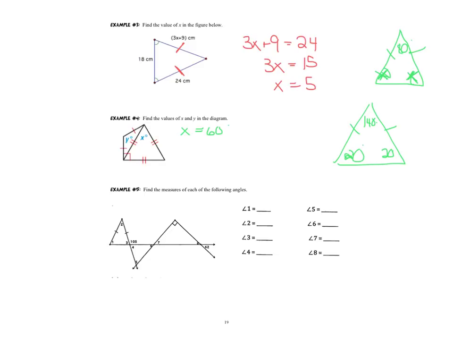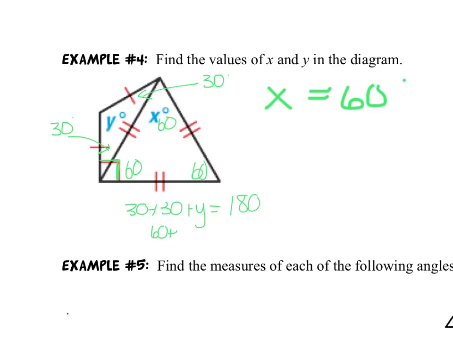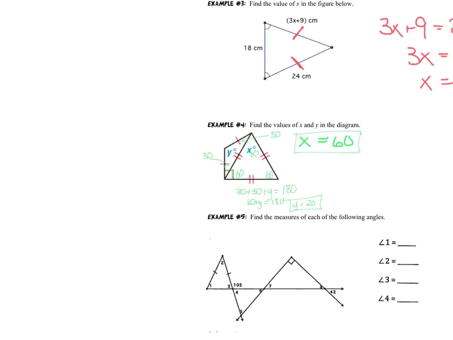Going back to example 4 here. Well, if this is an equilateral triangle, then all of these angles are 60, right? All three angles are 60. This angle here is marked as a 90-degree angle, so I know that the base angle here in this triangle, this one's 30. If that angle's 30, then this angle's 30. So 30 plus 30 plus y has to equal 180 degrees. So I get 60 plus y equals 180, so y would equal 120 degrees. Okay, x is 60, y is 120.